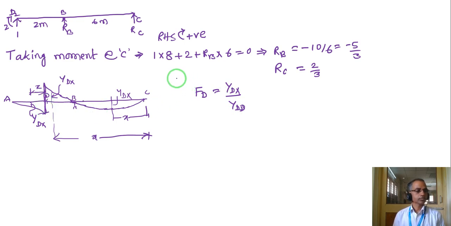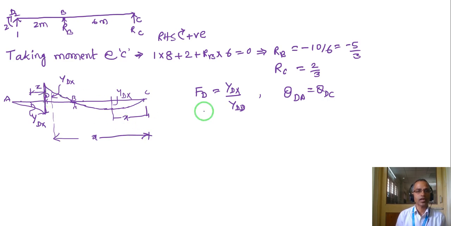Okay. Now one important condition that I mentioned already: at point D, the slope on this side and this side will be the same. That means theta dA is equal to theta dC. It's very important.